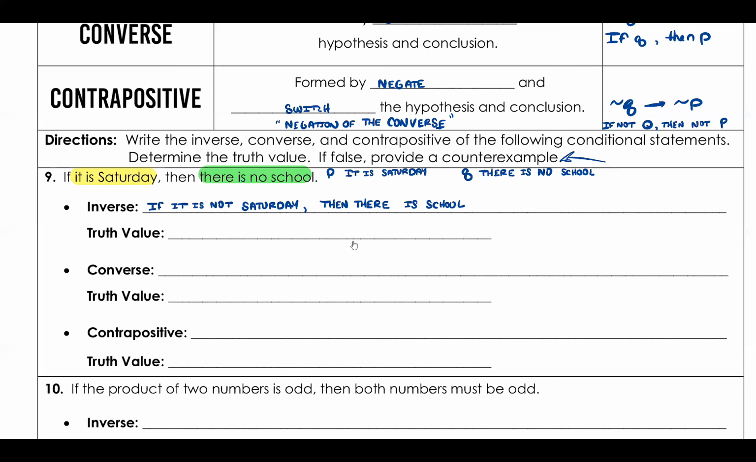True? False? We got a lot of abstaining votes. It is false. And then what would be our counterexample? What proves this statement wrong? If it is not Saturday, then there is school. Sunday. Sunday is a day where it's not Saturday and we still don't have school.